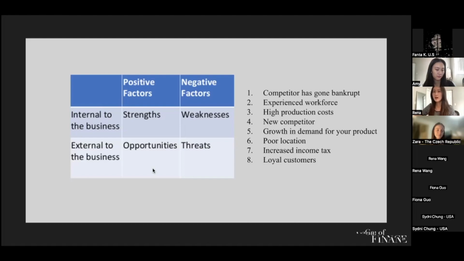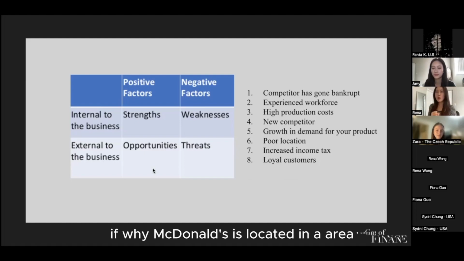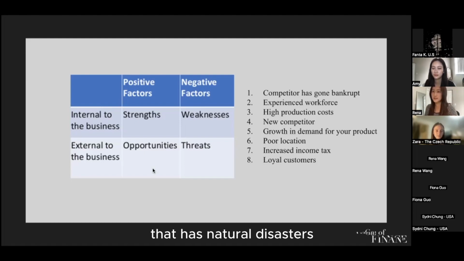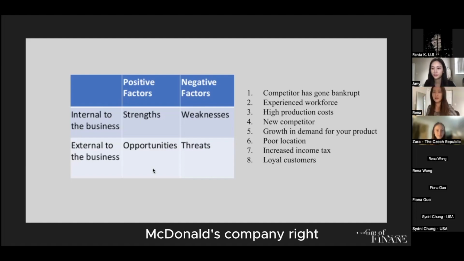McDonald's. McDonald's has so many locations around the world. If one McDonald's is located in an area that has natural disasters, a poor location, the wildfire or the flood can ruin this specific McDonald's. But this is not the weakness of the entire McDonald's company, right? And also the location, there are natural disasters, there are fires.